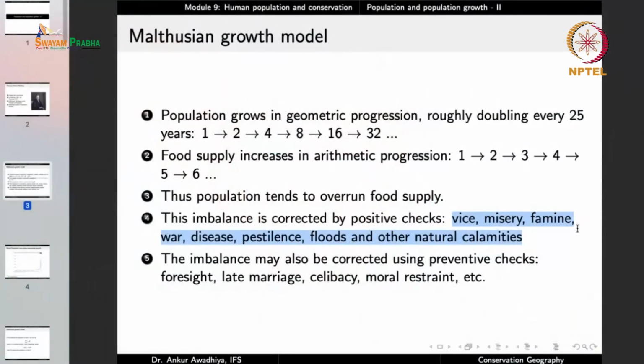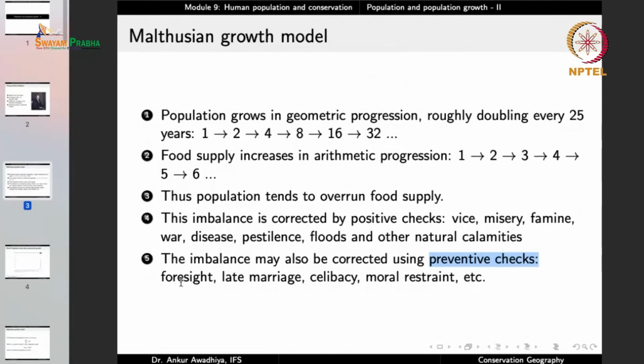But then he suggested that there is also another way out. Something that he said are the preventive checks. Now by preventive checks he meant that humans themselves can do something to keep their population in check, so that there is no imbalance and nature does not have to put up a positive check. Now what are these preventive checks? They are things like foresight, things like late marriage, things like celibacy, things like moral restraint, and so on.